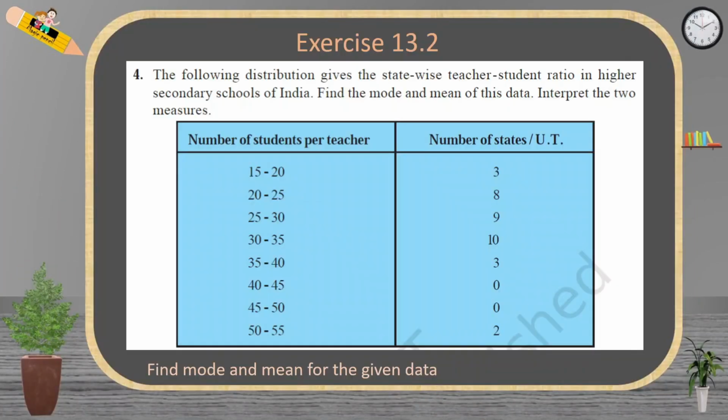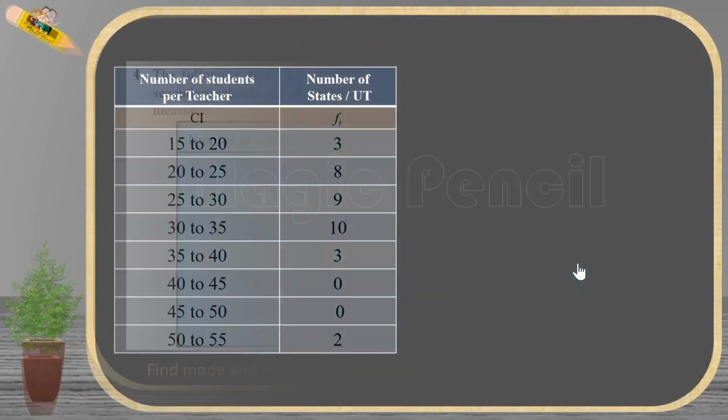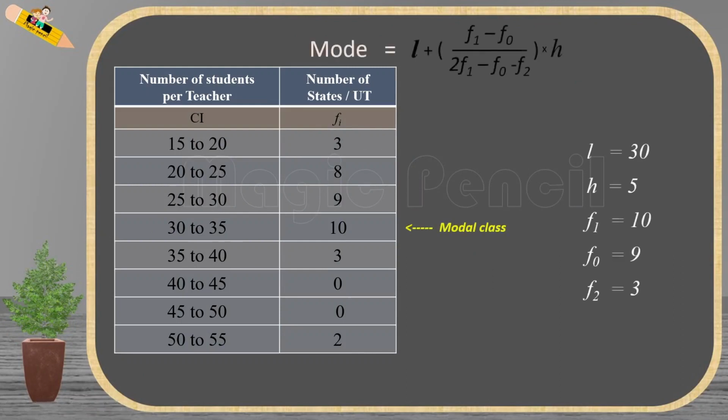Let's continue. First of all, we need to arrange this data as shown here on the screen. And then the first and foremost thing is we need to identify the modal class to calculate mode. I think you all know how to identify the modal class. See here on the screen, from the given values of frequency, 10 is the highest value. So this class interval, 30 to 35, we have to select as the modal class.